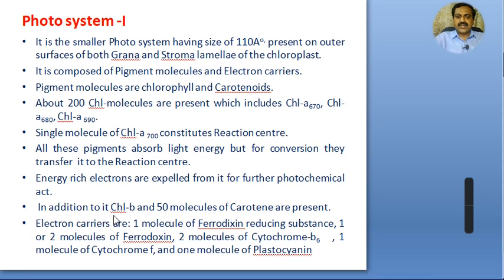In addition to chlorophyll a, chlorophyll b and about 50 molecules of carotenes are present. In total, 200 plus 50, 250 pigment molecules are present in photosystem 1. Electron carriers present in photosystem 1 are ferredoxin, a reducing substance, one or two molecules of ferredoxin, cytochrome b6, cytochrome f, and plastocyanin. These are the components of photosystem 1.